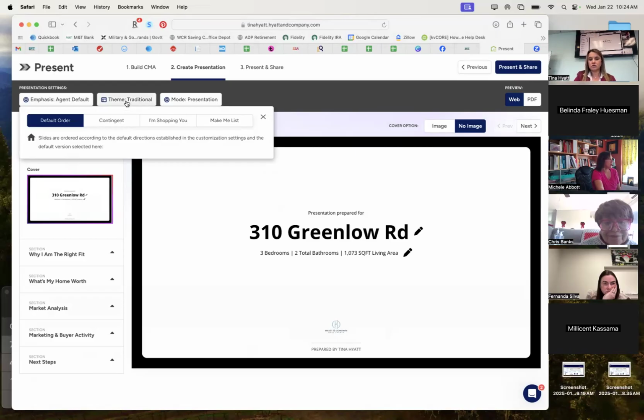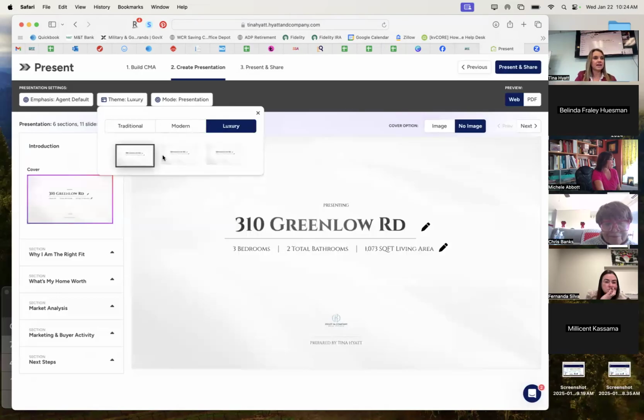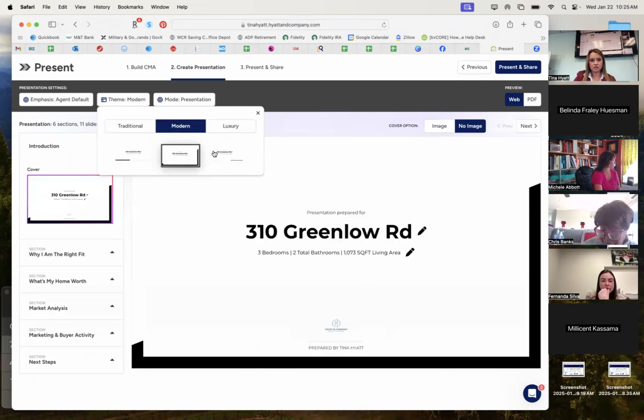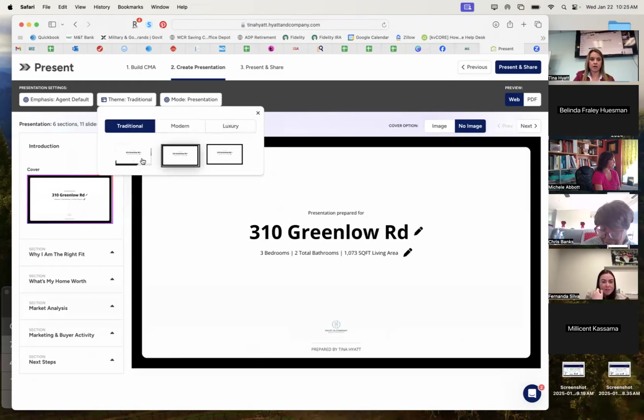So those are obviously how the presentation is going to be geared. And then the theme. So I can pick my theme. I usually like to pick the luxury theme. It's nice, right? I like the luxury. It changes the typeface. It gives it that luxury marbled background. If you pick modern, you can scroll through and see it changes the typeface, the border, the layout. So it depends on who your clients are, or you, and how you want to portray and present your business.